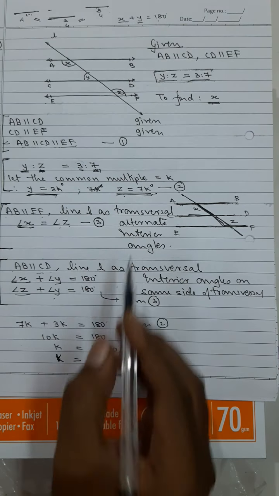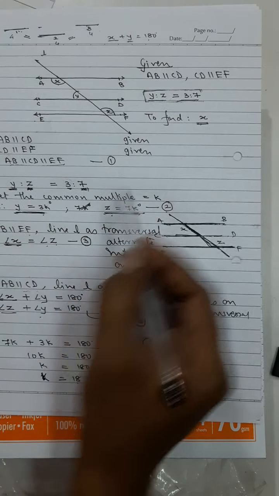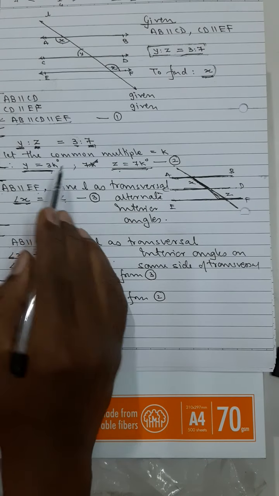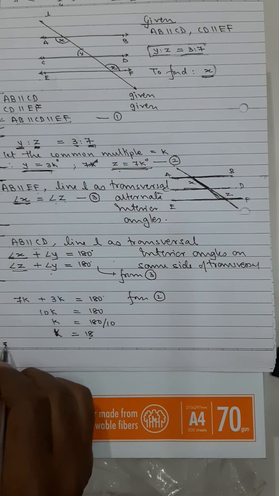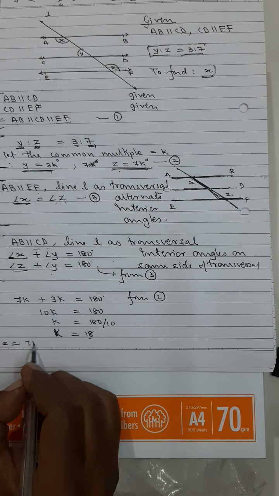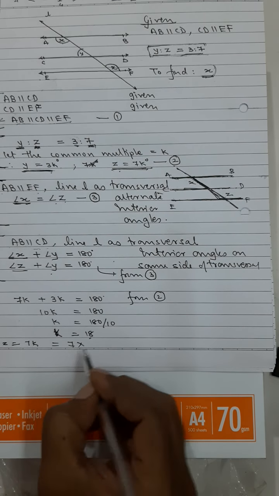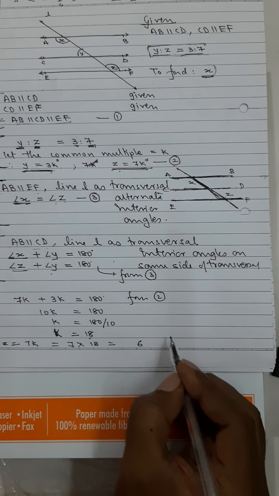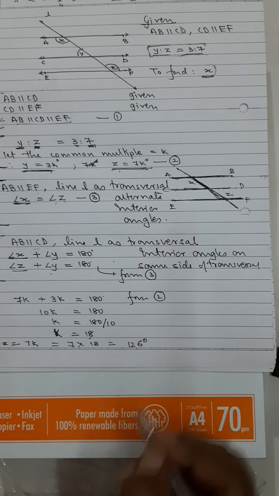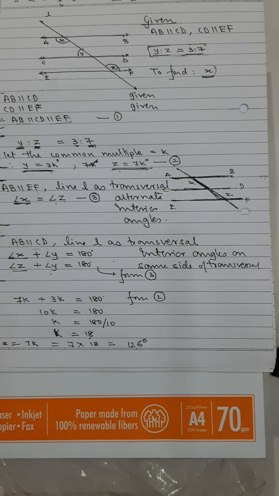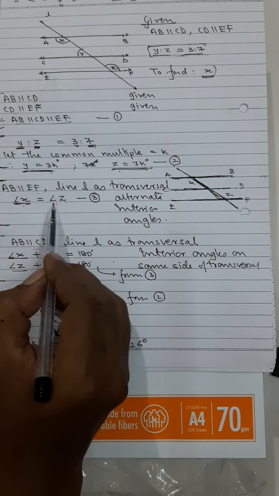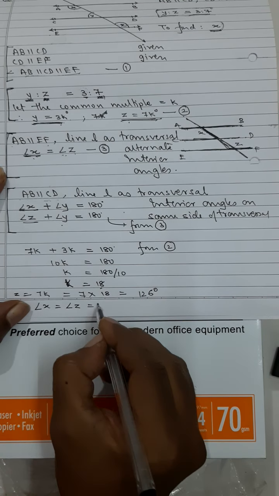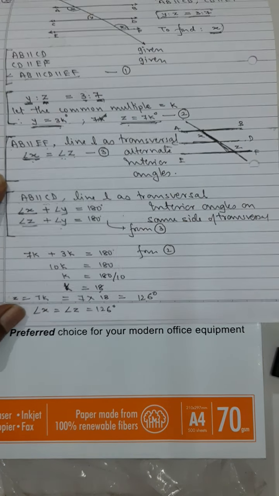But what have they asked you? To only find x. Your intention is only to find x. Y is equal to 3k, that is 3 into 18. But z is equal to 7k, that is equal to 7 into 18. 7 times 8 is 56, plus 70 is 126 degree. Z is going to be equal to 126 degree. X is equal to z. Angle x is equal to angle z is equal to 126 degree. This will be the answer.